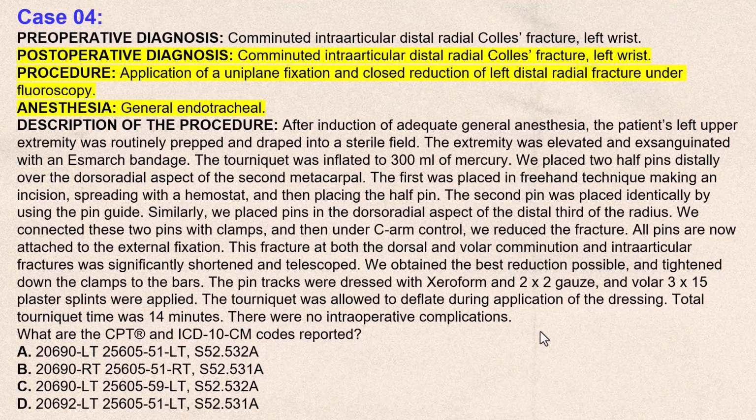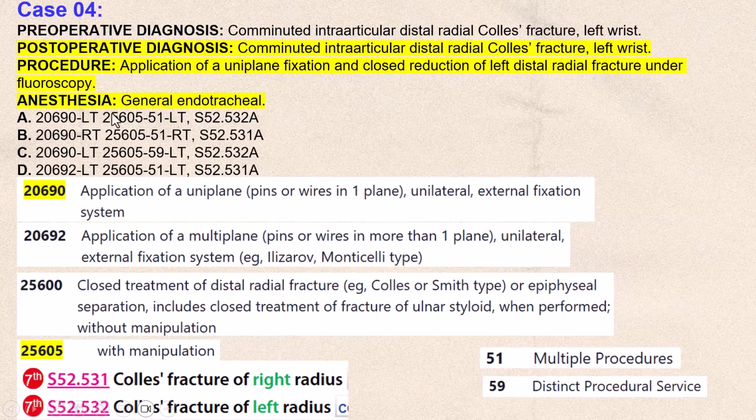So here you have to highlight the post-operative diagnosis, that is comminuted intra-articular distal radius Colles fracture, left wrist. Procedure is application of uniplane fixation and closed reduction of left distal radius fracture under fluoroscopy. Anesthesia general endotracheal. As the answers are adjacent codes, we can use the elimination method for the exam to save the time. So here you can see the procedure, application of uniplane fixation, that is one procedure, and closed reduction of the left distal radius fracture under fluoroscopy, that is another procedure.